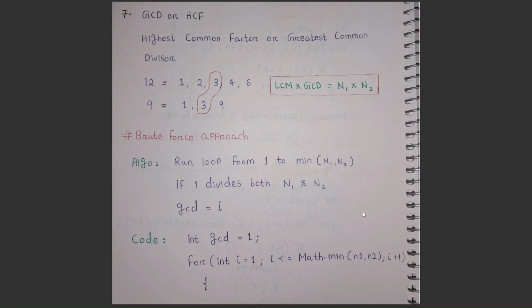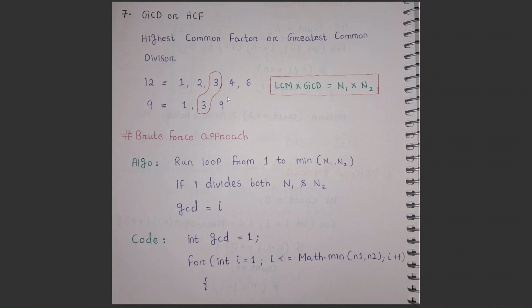So let me just give you a quick recap of what a GCD or HCF is. Consider two numbers, 12 and 9, and find out the factors of both the numbers. The factors of 12 are 1, 2, 3, 4, 6, and the factors of 9 are 1, 3, and 9. So what are the common divisors between both of them? First one is 1, and the second one is 3. So GCD or HCF is nothing but the greatest common divisor between two numbers. So here the greatest common divisor is 3.